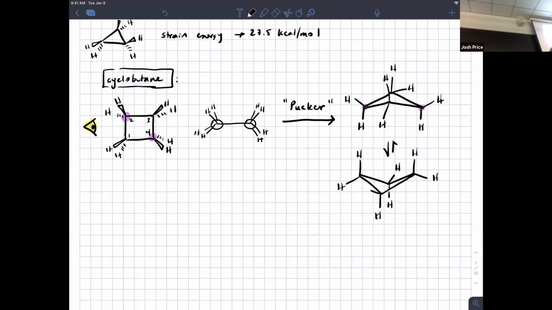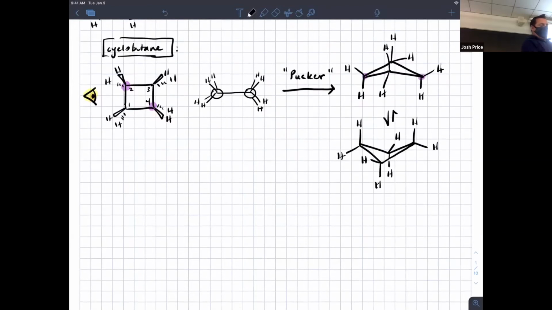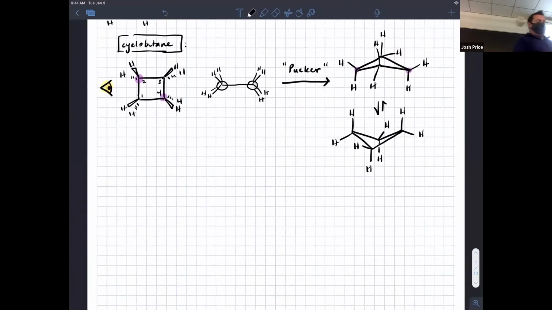On the NMR time scale, you would be able to deal with this as though it were flat. You wouldn't see two different pucker conformations, and going from one to the other, they've called a butterfly motion, because you can just sort of imagine it. Anyway, so that's cyclobutanes.